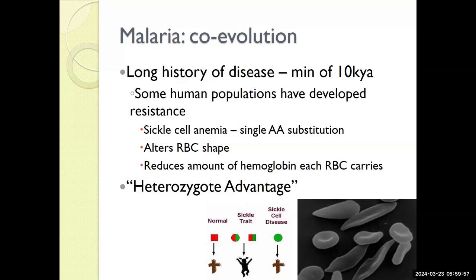Sickle cell anemia is a disease where a single nucleotide mutation resulted in a single amino acid substitution, and this altered the red blood cell shape. Normal red blood cells should be happy little donuts that can carry and ferry around lots of oxygen. But the sickle cell anemia red blood cell is flat and sickle-shaped. This reduces the amount of hemoglobin and therefore oxygen it can carry.